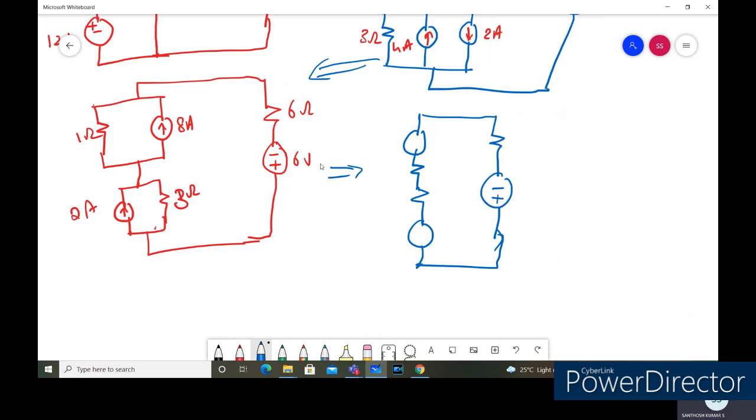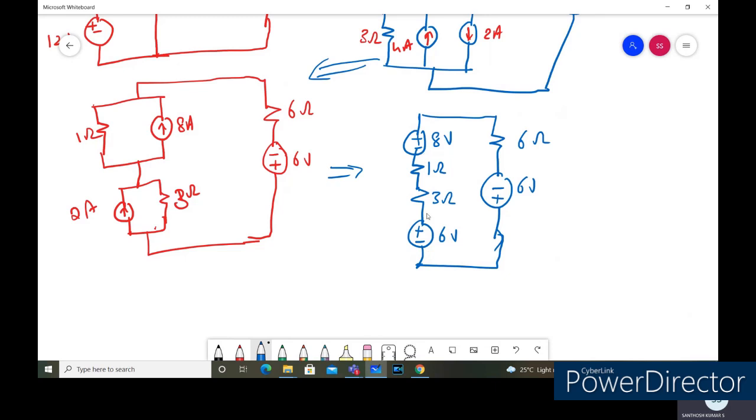So this is the 6 volts power supply. This is the 6 ohm resistor, and the polarity of this one depends on the polarity of this one. So the value for the voltage will be V is equal to I into R. So 1 into 8 will become 8 volts. And this is the 1 ohm resistor. This is the 3 ohm resistor. So this will become equal to 3 into 2, the 6 volts we'll get.